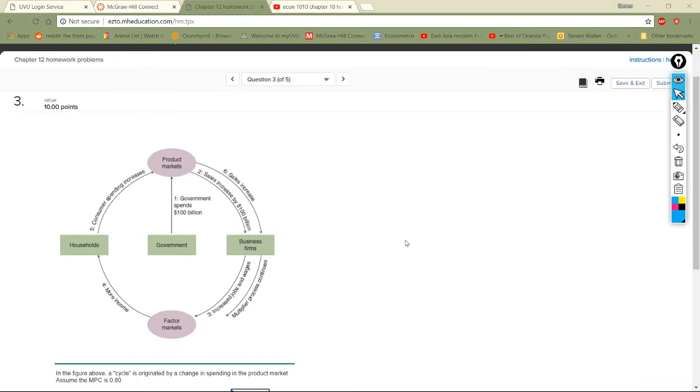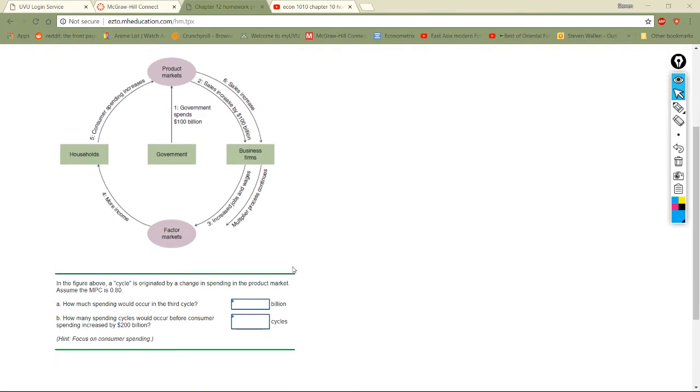Here we go. Here's a big one. We got a fancy graph here. We got a government spending $100 billion. They're trying to do something with that. In the figure, a cycle is originated by a change in spending in the product market. Assume that MPC is 80, okay? So let's go ahead and get out our thing. So if MPC is 80, by default, what is MPS?